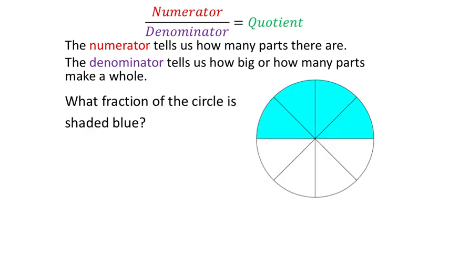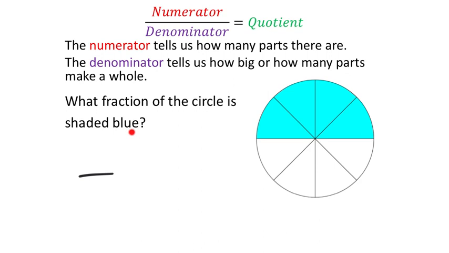There you go. So we got this, I guess we can call it a pie chart, but it says circle. What fraction of the circle is shaded blue? So we're expecting a fraction. So there's my fraction line. I got my numerator in the top, denominator in the bottom, just like it shows it set up here. We're not concerned about the quotient right now.